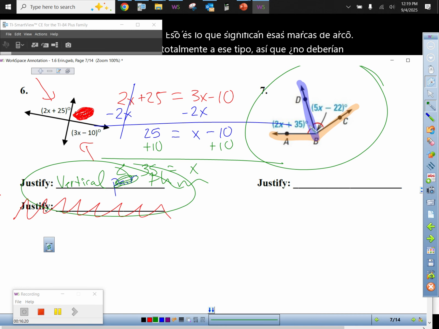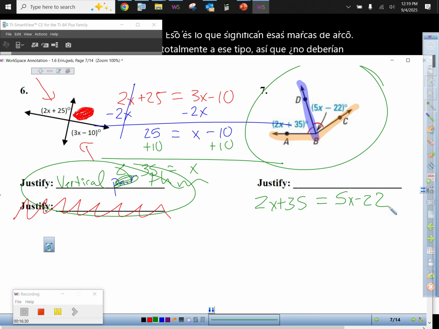Guess what we'll do with these expressions? We'll take 2x plus 35 and tell me a cool symbol that means the same. Equals 5x minus 22. Could you in your table solve that for x? I set those the same because that's what those arc marks mean. They're the same, right? So solve for x. If you mess up, we'll fix it. It's no big deal.